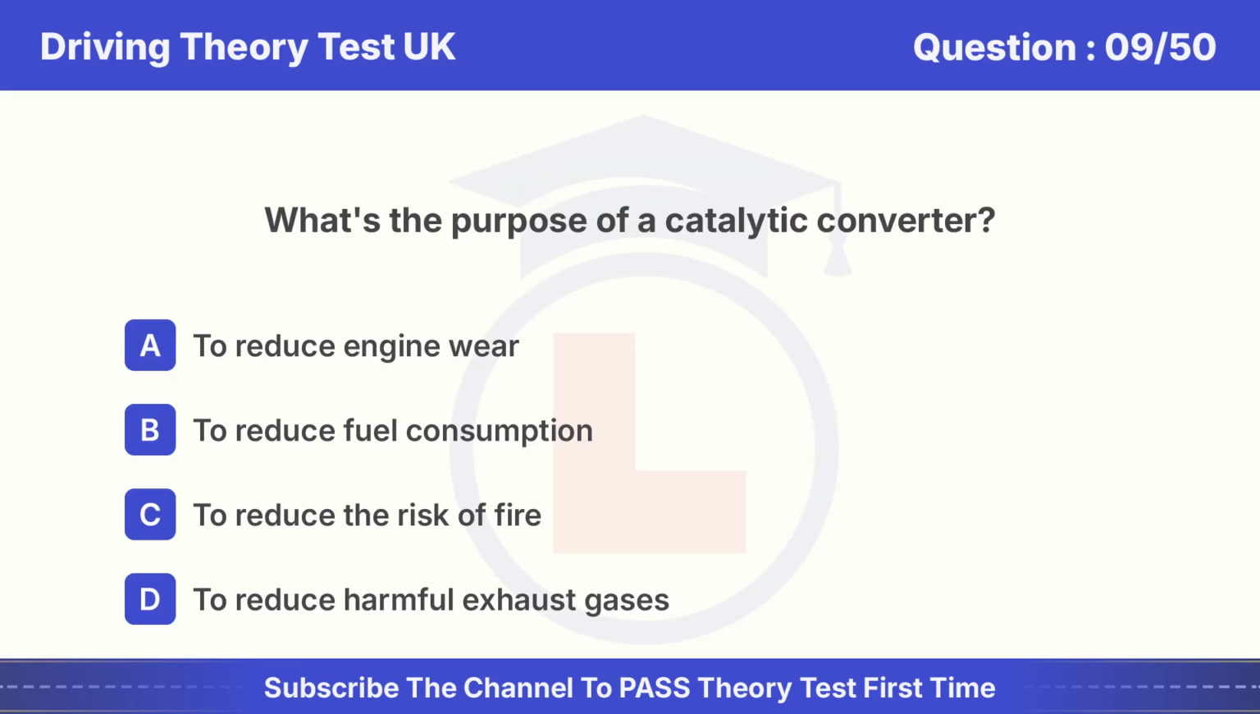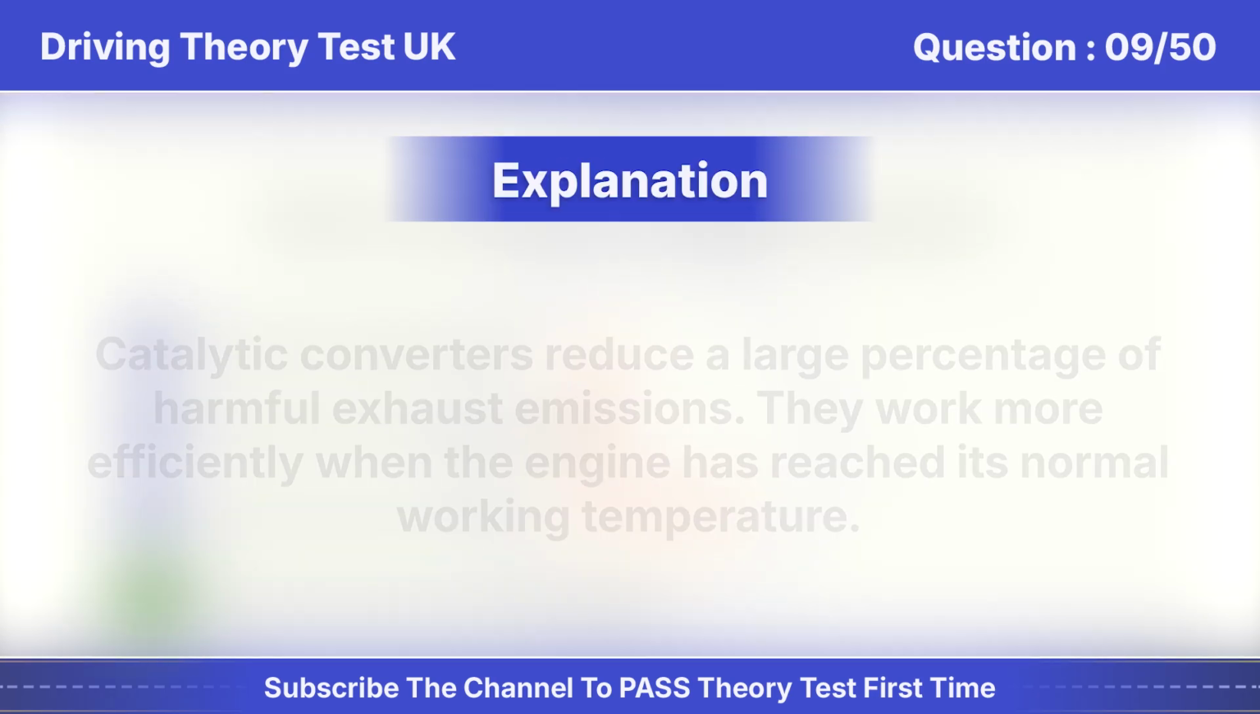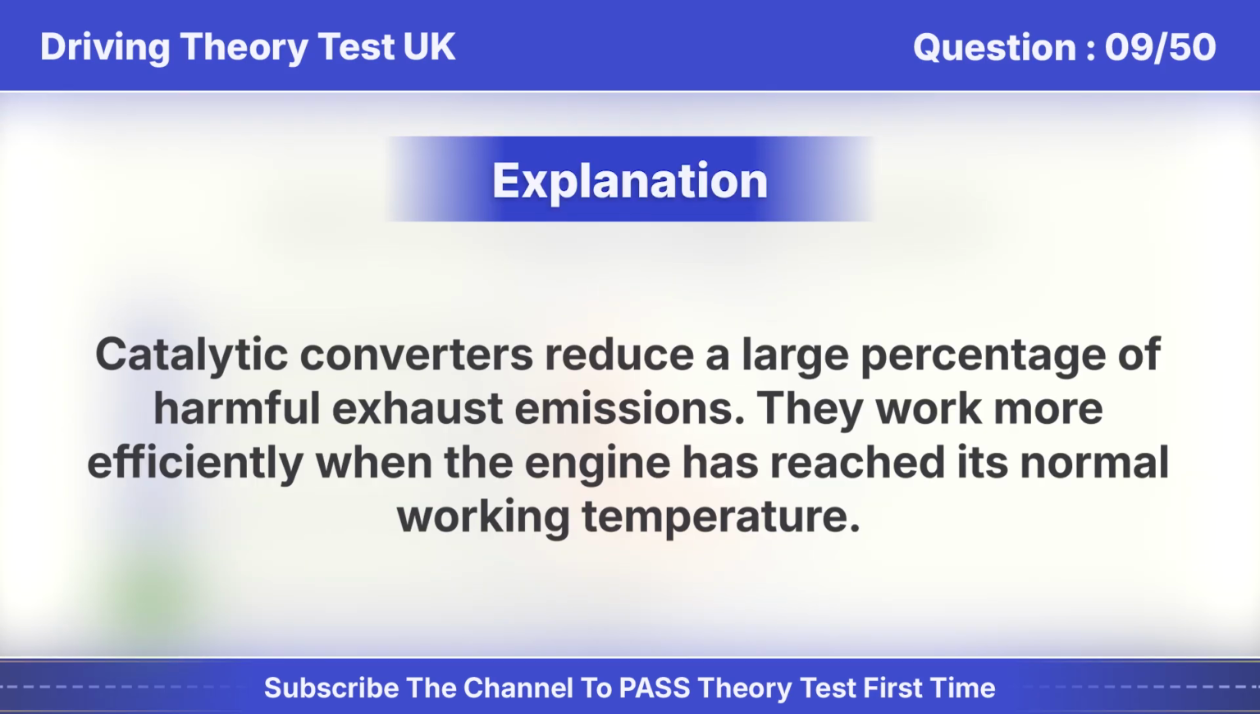Question 9. What's the purpose of a catalytic converter? Answer is D. To reduce harmful exhaust gases. Catalytic converters reduce a large percentage of harmful exhaust emissions. They work more efficiently when the engine has reached its normal working temperature.